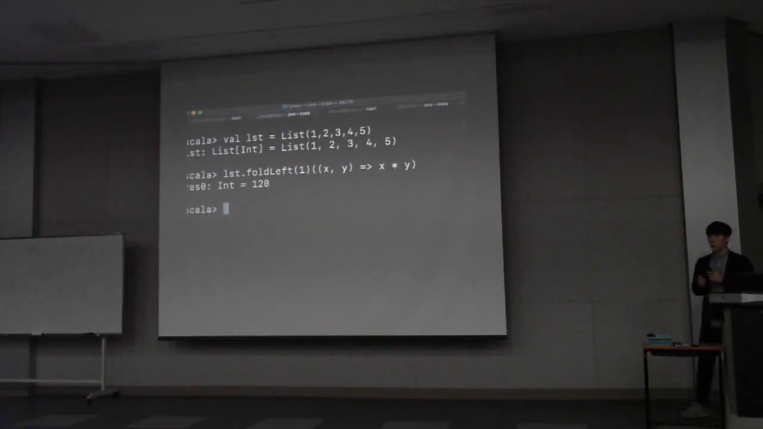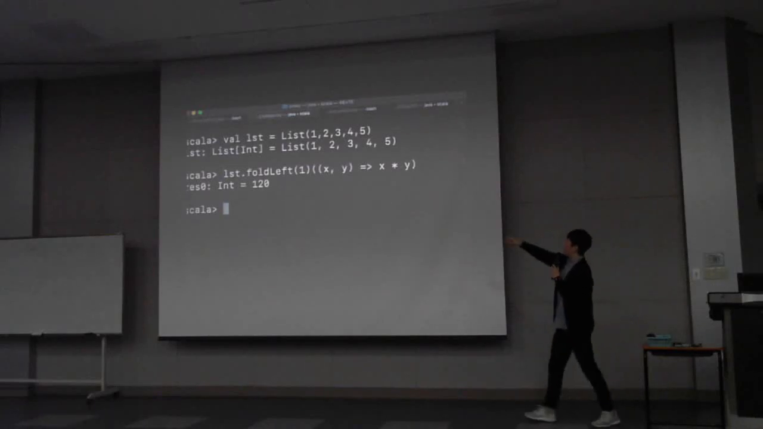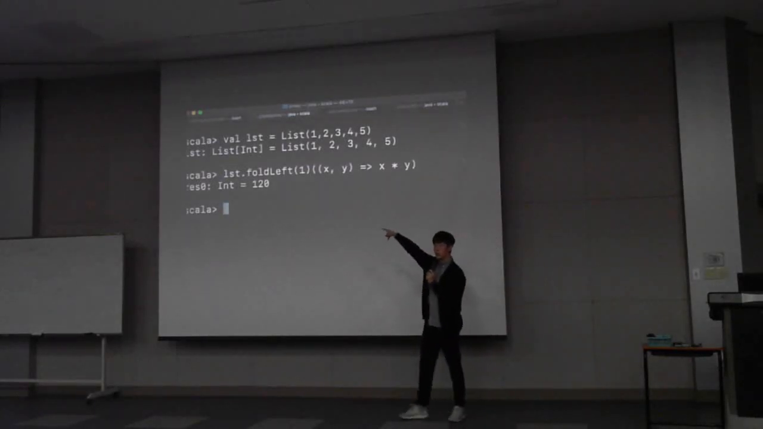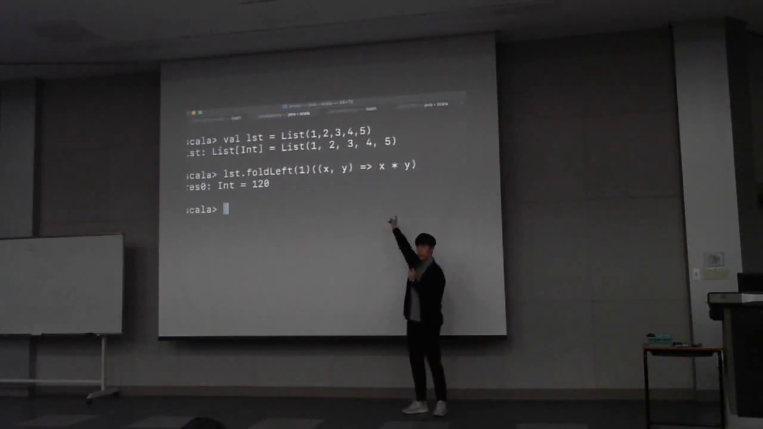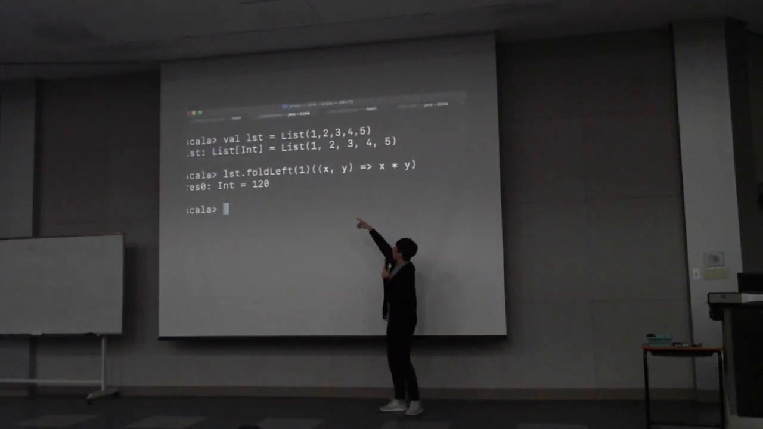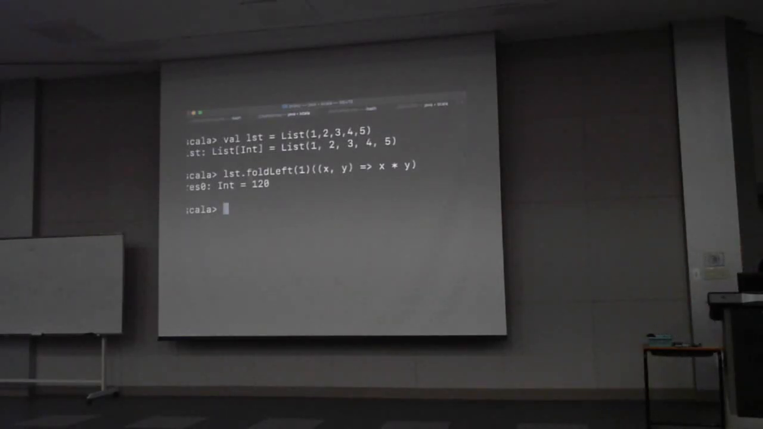So this is another example. This is the initial value. In this case, the initial value is 1, and this function is the multiply function. At the first time, with initial value 1 and the first element 1, we just apply 1 and 1 to x and y. Then it returns just 1, right?